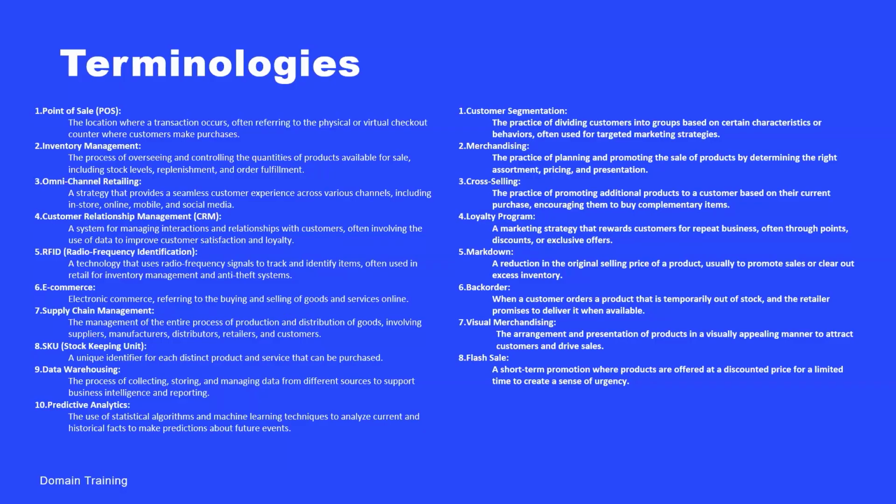Omni-channel retailing. This is a strategy that provides a seamless customer experience. It could be in-store, online, mobile, and social media. Omni-channel is a very important term mainly used in retail companies. It is nothing but you need to have a physical as well as a digital store, and it should be available across multiple platforms like social media and digital platforms, right? For example, H&M. H&M is also a company which sells clothes. You have offline stores as well.